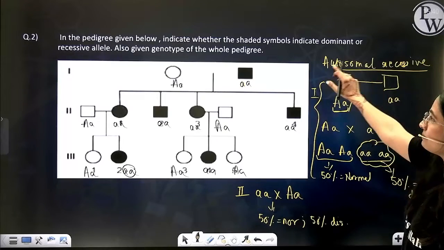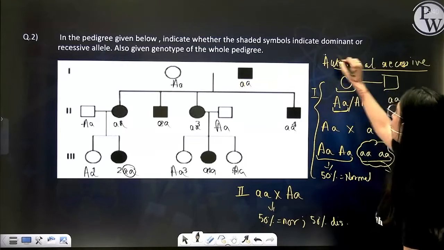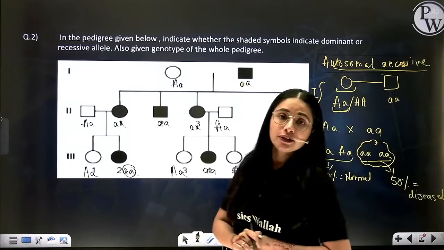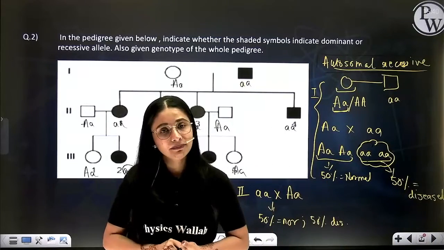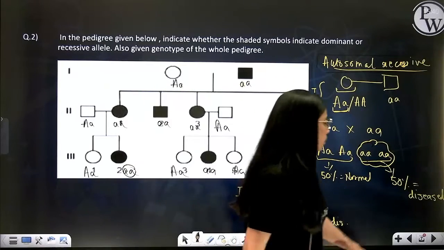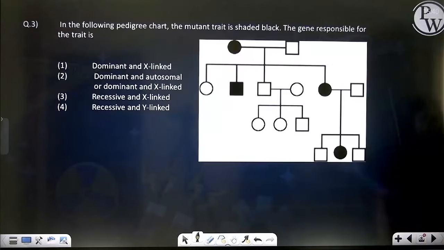Now, the shaded symbol in this chart is for autosomal recessive. I hope now you can continue solving the rest of the question on your own. Okay. Now, moving towards the next question, let's see.